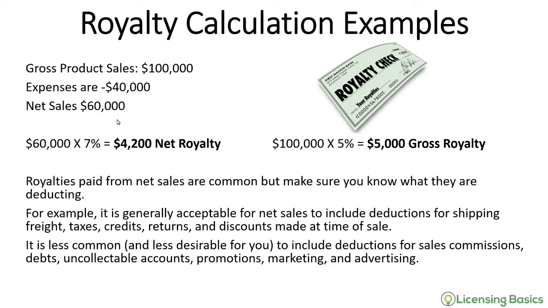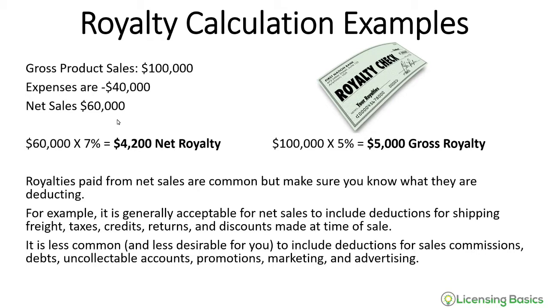This is just an example, but say you have a product that sells $100,000 worth of product, and the expenses that the company is recording are, let's just say, $40,000. So you take $100,000, minus the expenses of $40,000, and you get net sales of $60,000. This is a very basic example, but it'll give you an idea of how this works. So at a net royalty, you have $60,000 net times your 7% royalty. That is a royalty check for $4,200.